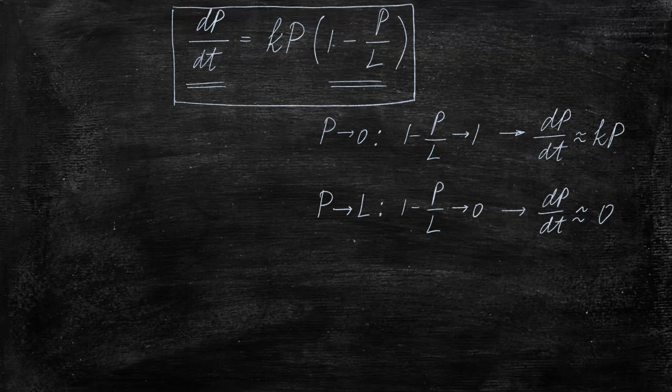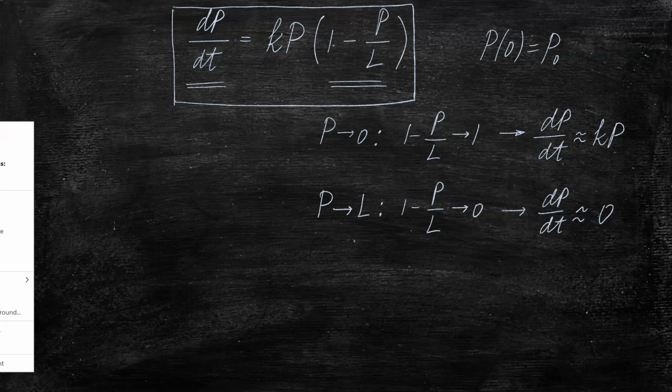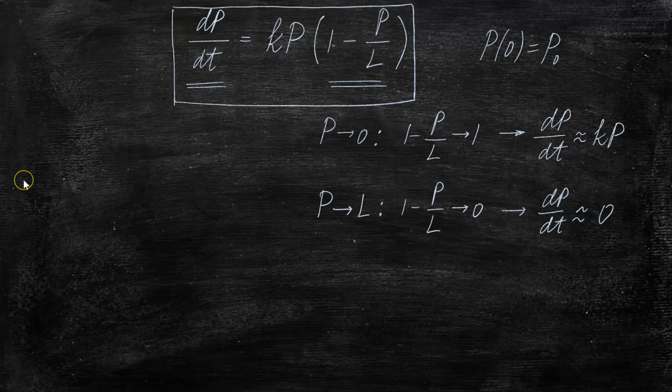So what's the next step? Well, the next step is to try and solve this differential equation, but we're going to solve it as an initial value problem. So let's also introduce P0, which will represent the population size at time 0. So we have the following equation to solve.